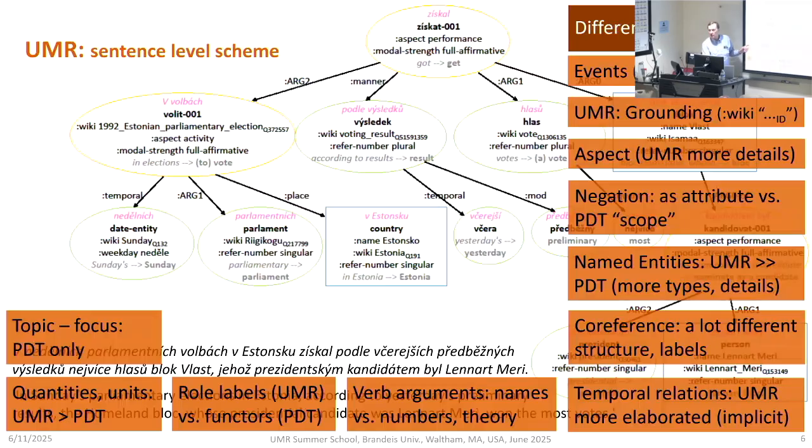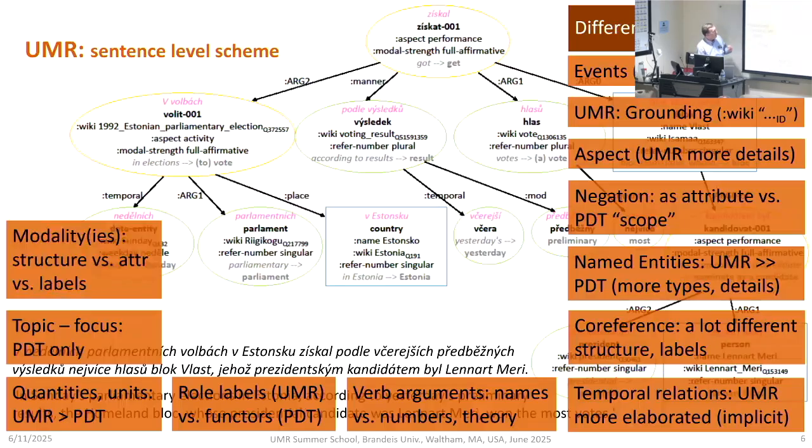Topic-focus is only in PDT. This is about the information structure of the sentence. That's not annotated in AMR, so we can just ignore it, even though it does have some relevance for the scope, for example, of negation. So we are happy to have it, because otherwise the scope would not be possible to recognize.